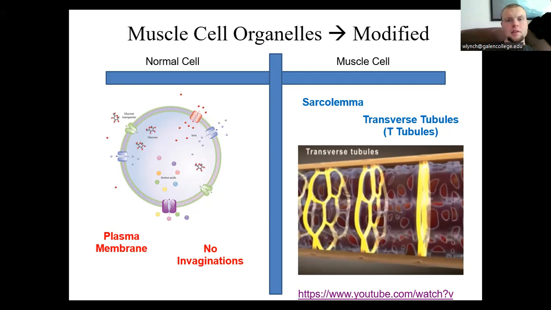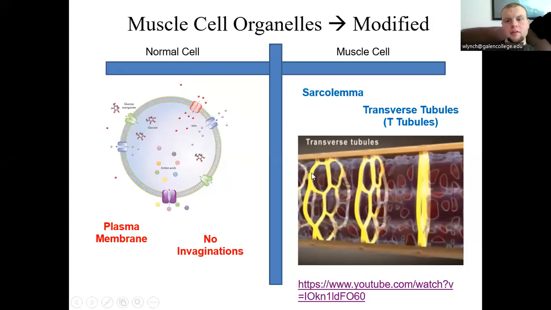All right, so that's what that looks like. The terminal cisternae, sarcoplasmic reticulum, and the T-tubule structure. So back to our PowerPoint here. We have the flow of ions through transverse tubules out from the sarcoplasmic reticulum into the terminal cisternae.